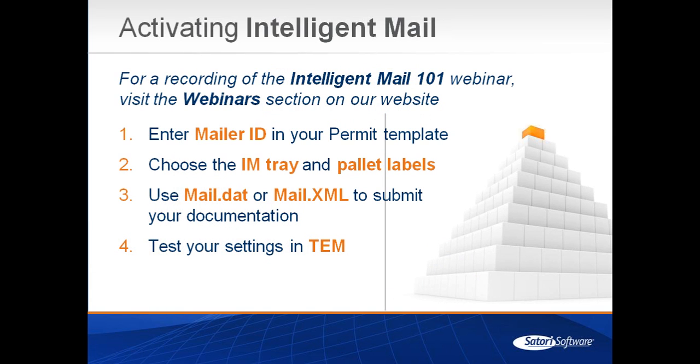So lastly, I'm going to talk about activating the Intelligent Mail. We have some pre-recorded Intelligent Mail webinars that you can visit our website for if you need additional information. However, the basic steps are you're going to enter your mailer ID into the permit section of the mail sort wizard. You're going to choose the Intelligent Mail barcodes throughout the pre-sort process. You're going to either use mail.dat or mail.xml to submit your documentation to the post office. And lastly, you're going to test through the testing environment for mailers at the post office.